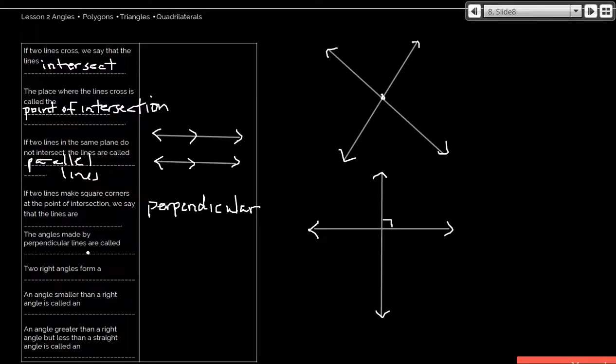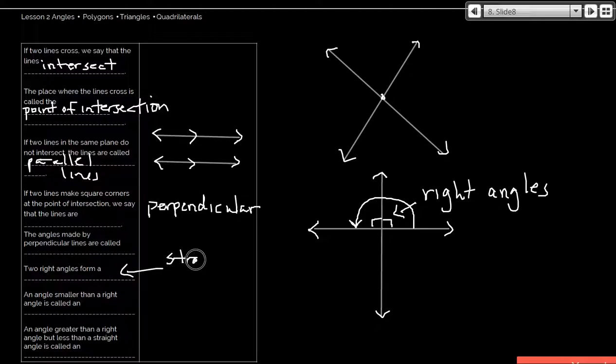The angles made by perpendicular lines, here we go, are called right angles. And that's how we mark it. We put the little box beside it. Right angles. Two right angles form a straight angle. So if we have a right angle here and a right angle here, it's going to form what we call a straight angle. Straight angle.